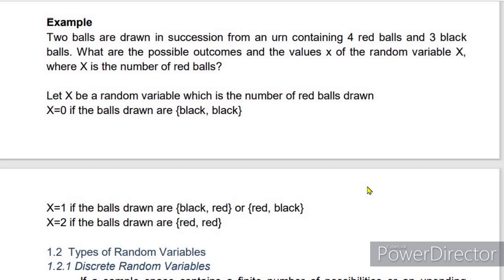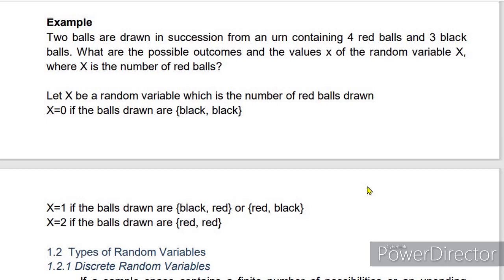What are the possible outcomes of the value x of the random variable capital letter X, where capital letter X is the number of red balls? So we are getting that possible outcomes. So let capital letter X be a random variable, which is the number of red balls drawn. So X is equal to 0 if the balls drawn are black. Okay? Because we are asked to find the possible outcomes where x is the number of red balls. Okay, so if it is black, then x is equal to 0.